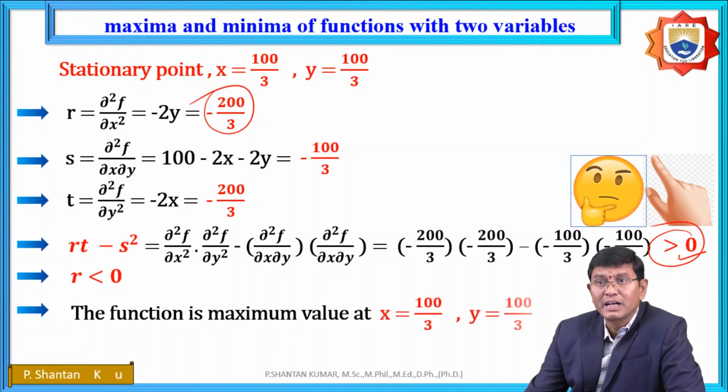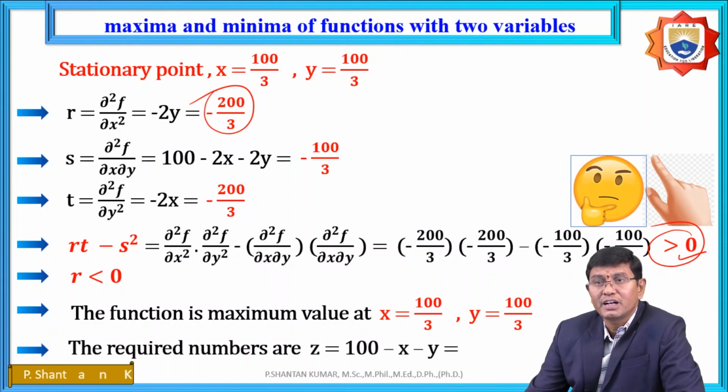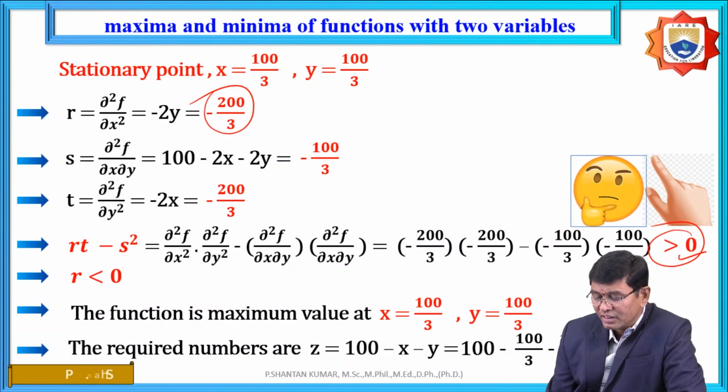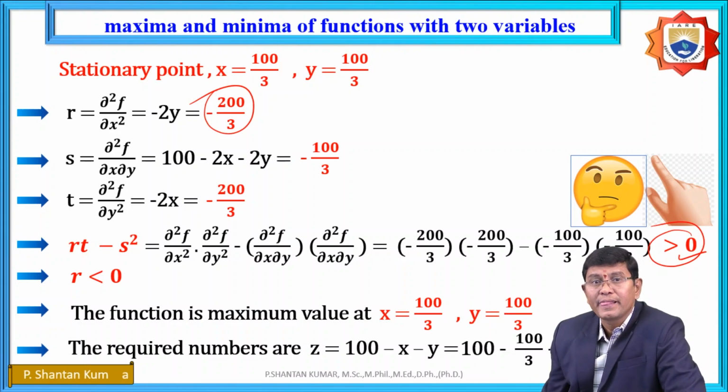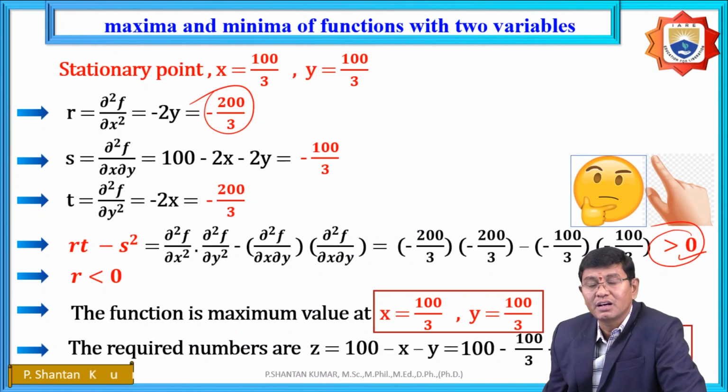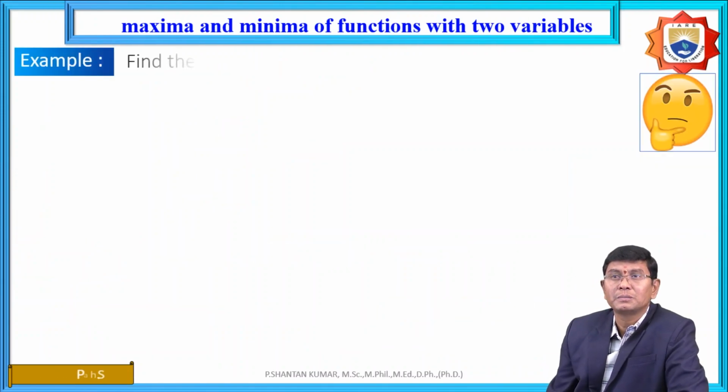and we need to find the maximum value. Here x is equal to 100 by 3 and y is equal to 100 by 3. Therefore z is the required value after substitution, which is 100 by 3. Therefore, clearly this is the required value they are asking to find. The maximum is 100 by 3 times 100 by 3 times 100 by 3, that is 100 whole cube by 27, which is the final required solution.